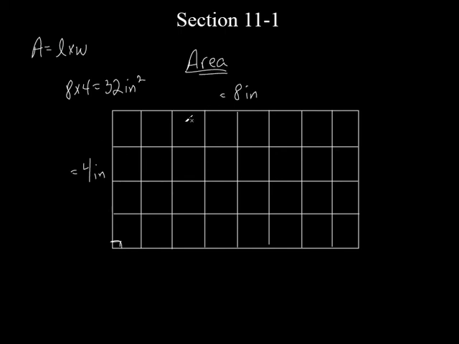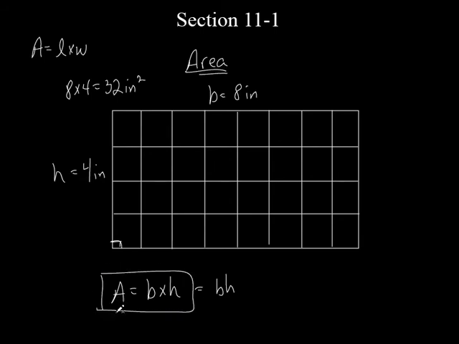So instead of calling this length and width, what could I call it? Call it base, and I could call it height. So instead of saying the area is length times width, let's say the area is the base times the height. Or you could just put the B and the H next to each other like that if you wanted to. The little x is for times. Either way. You okay with that? Now, that's of a rectangle.